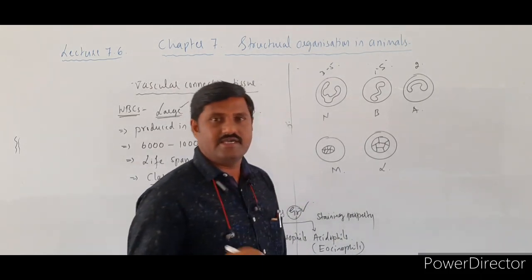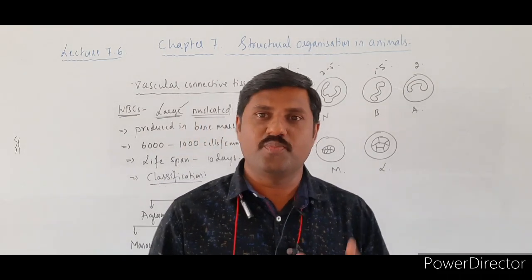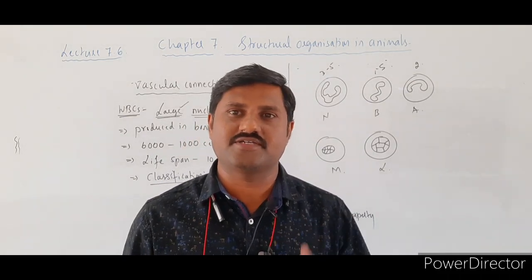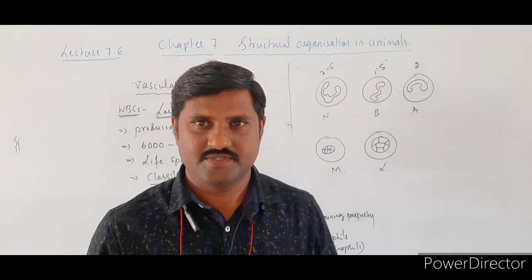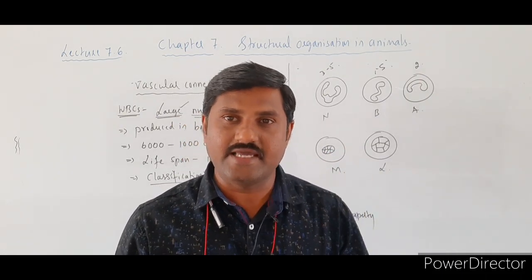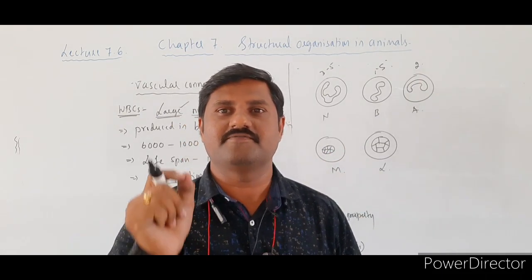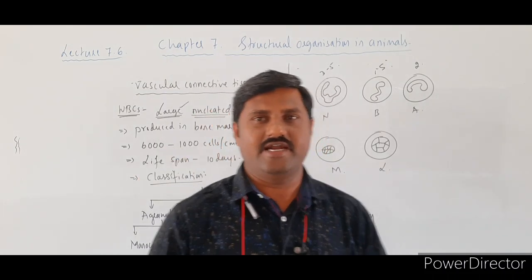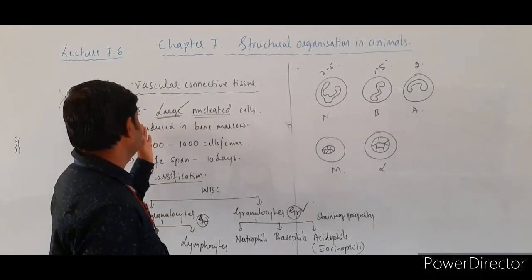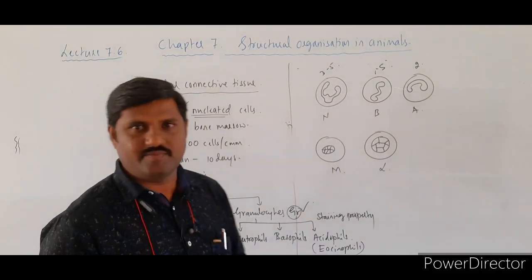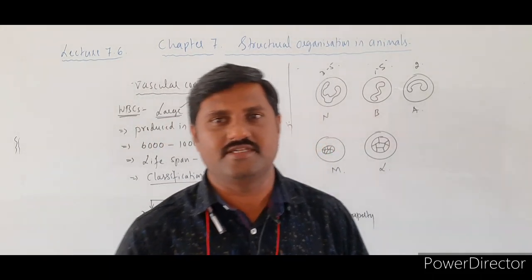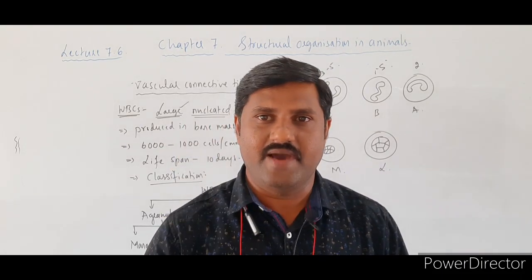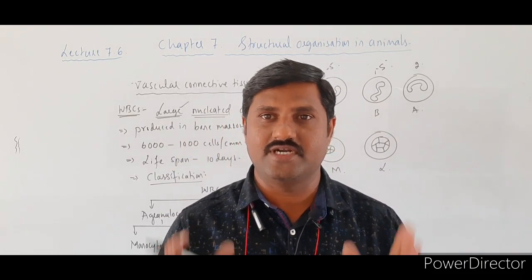Leukopoiesis is the process of production of these WBCs. Leukopenia is a decreased number of these WBCs. These are different conditions that we come across related to these. WBCs are also produced inside the bone marrow itself. This is all about WBCs.